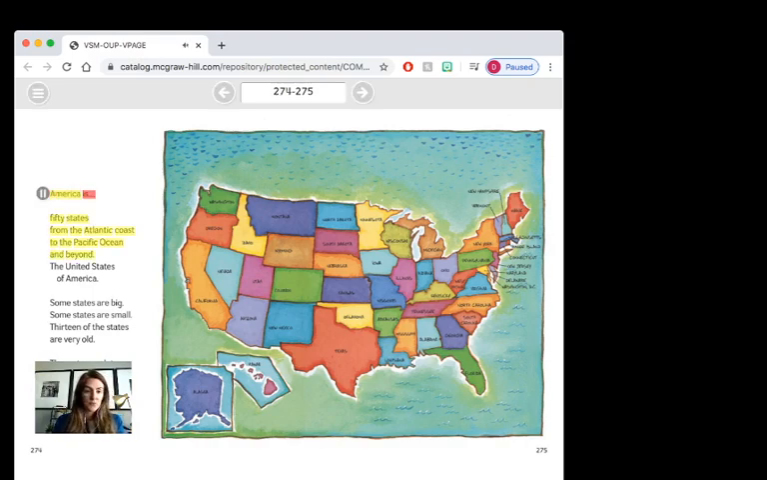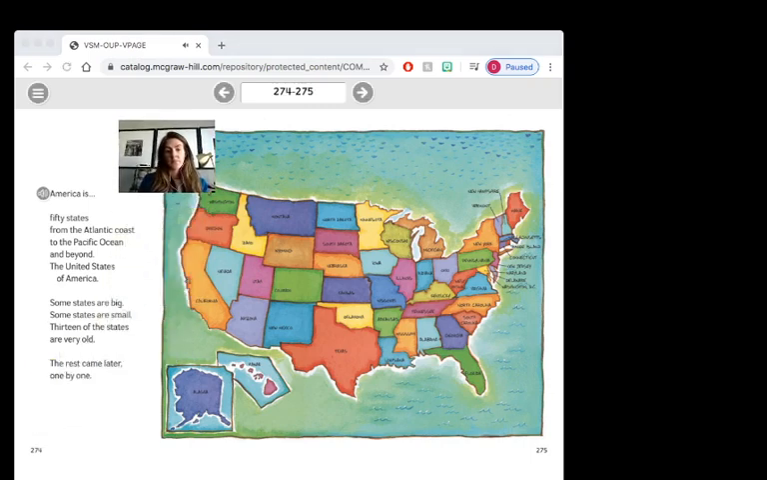America is 50 states, from the Atlantic coast to the Pacific Ocean and beyond, the United States of America. Some states are big, some states are small. 13 of the states are very old. The rest came later, one by one.